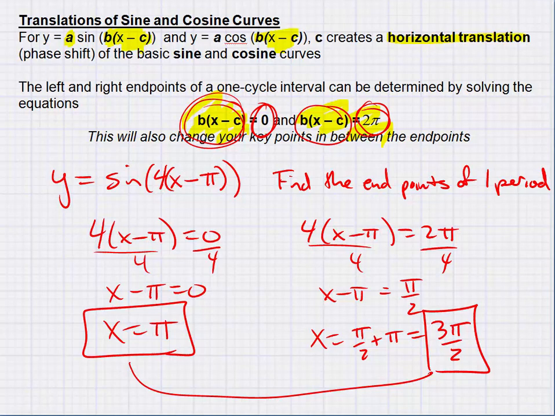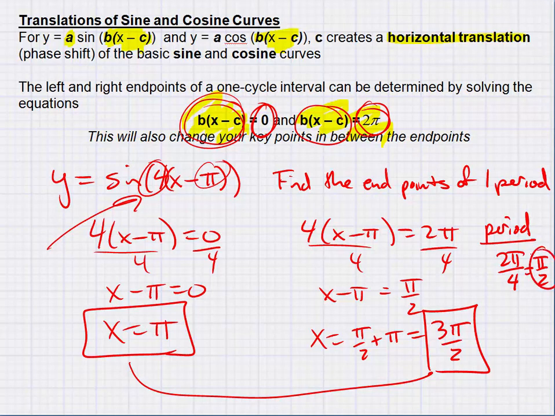Now let's take a second to check that. This value right here will affect the period. This will be the horizontal shift. My new period should be 2 pi divided by b, in this case 4, so pi over 2. Okay? That should be the period. Well, if these two values here are the endpoints of one period, the distance between them should be the period.